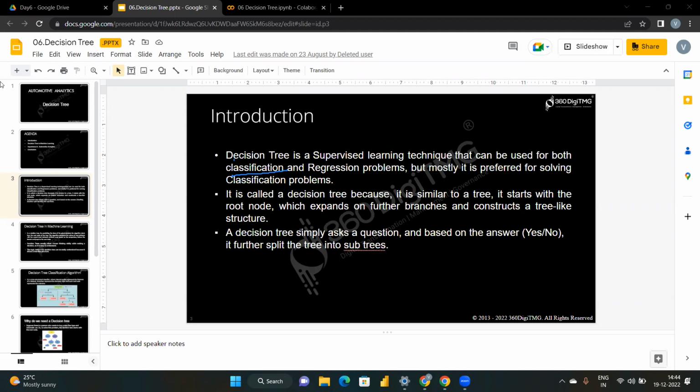A decision tree is nothing but a flow chart like structure. It's a flow chart tree like structure. Like a flow chart we know, right, where each internal node denotes a test on an attribute, and each branch represents an outcome.